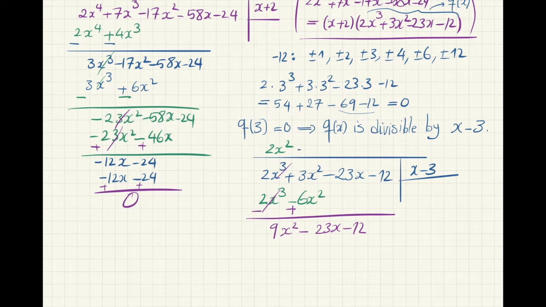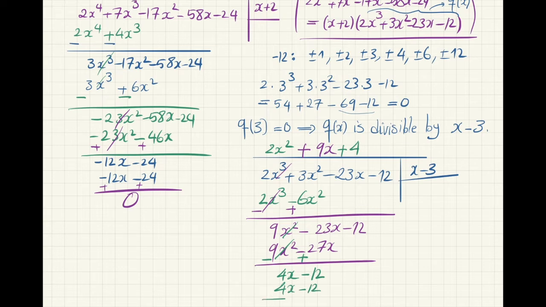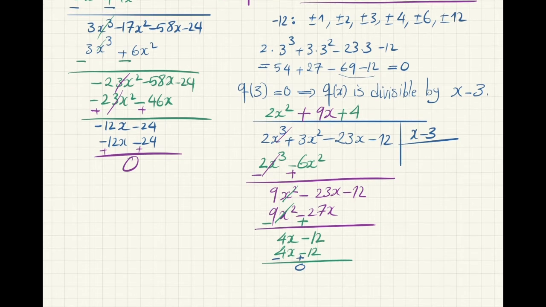I repeat the process, it becomes positive 9x. I multiply it here, 9x^2 - 27x. I will change the signs, negative, positive. I add them, this is gone. I will get 4x, so I will get 4x - 12. And finally, when I divide, I get 4. So it becomes 4x - 12. If I change the sign, negative, positive, the remainder as I expected is 0.